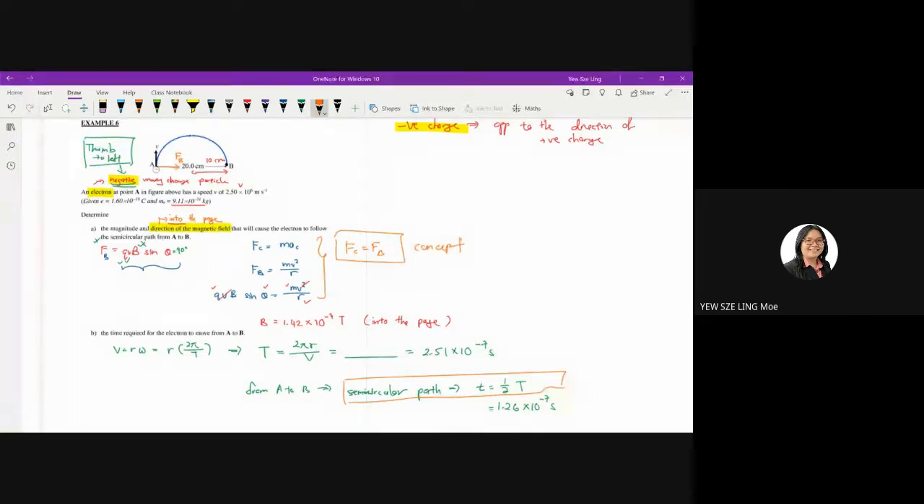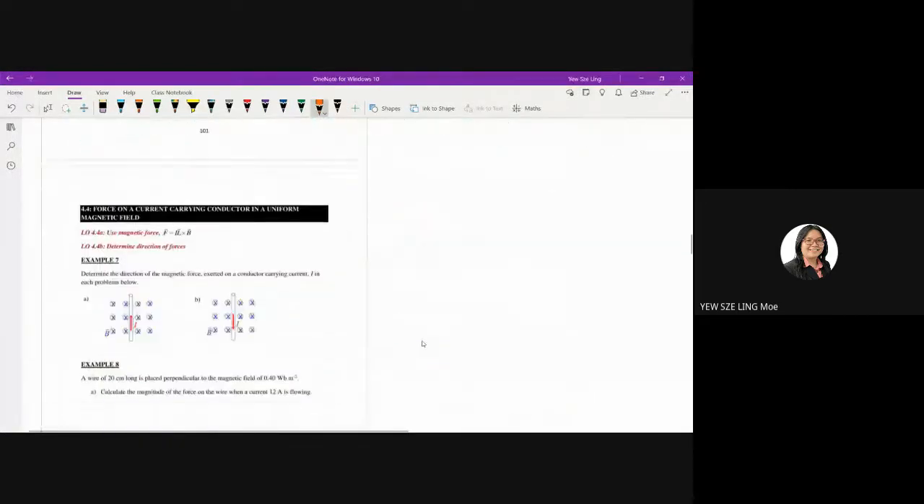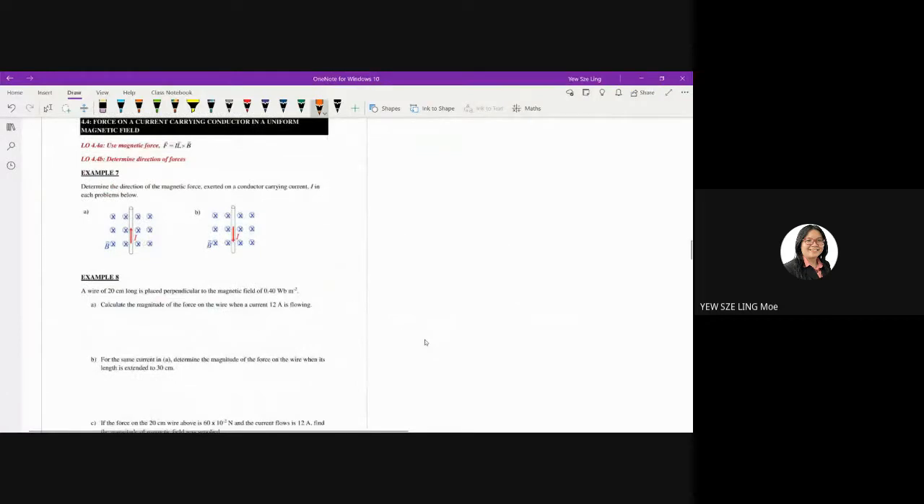Right, now let us move on to the next question. Example 7, again, when it comes to the directions, I will just give you the answer. You try the questions and then you check your answer through the YouTube video given. So the force is going to the left for the first question. The second question is going to the right.